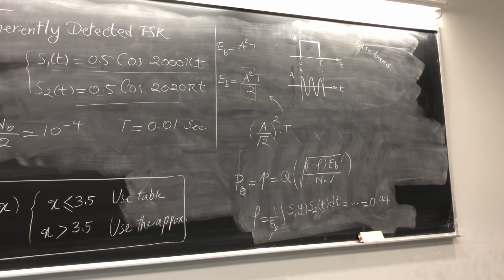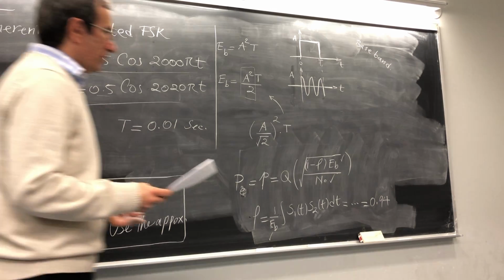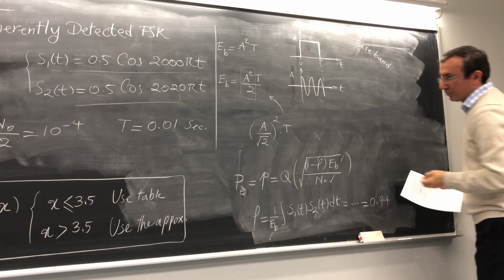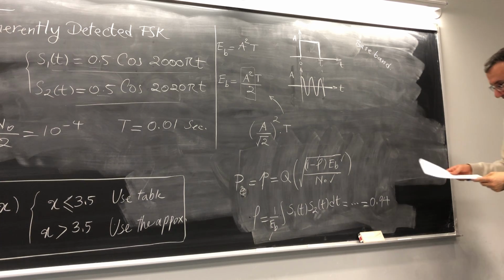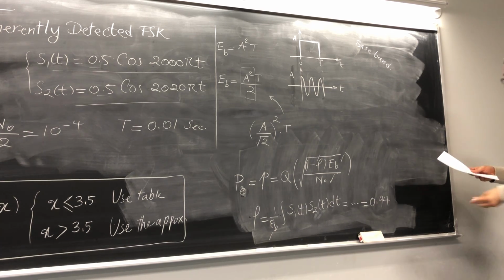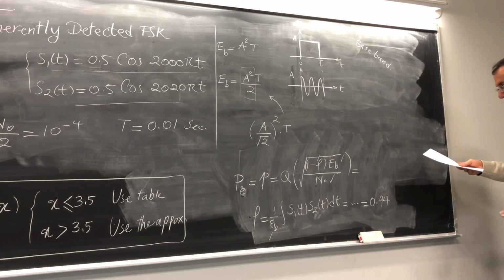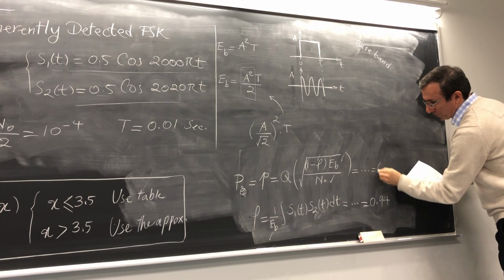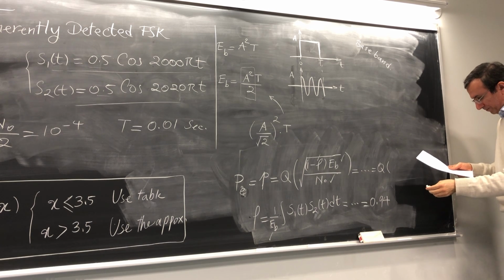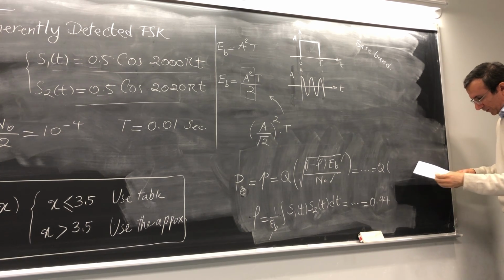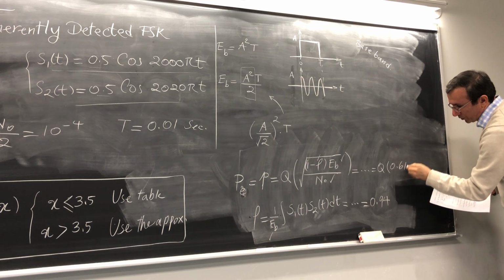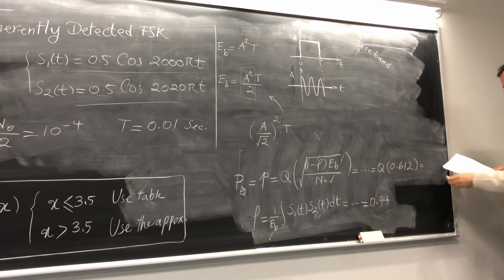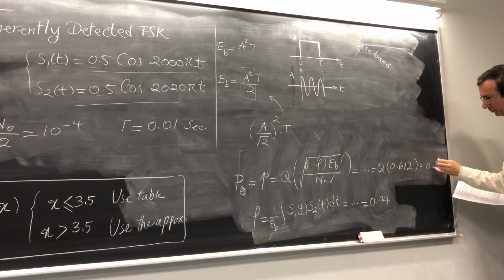All right, so from this point on, I think everything is clear, right? So now we calculated rho, and everything is known here, so this would be Q of 0.612, and from the table, it's gonna be 0.27.